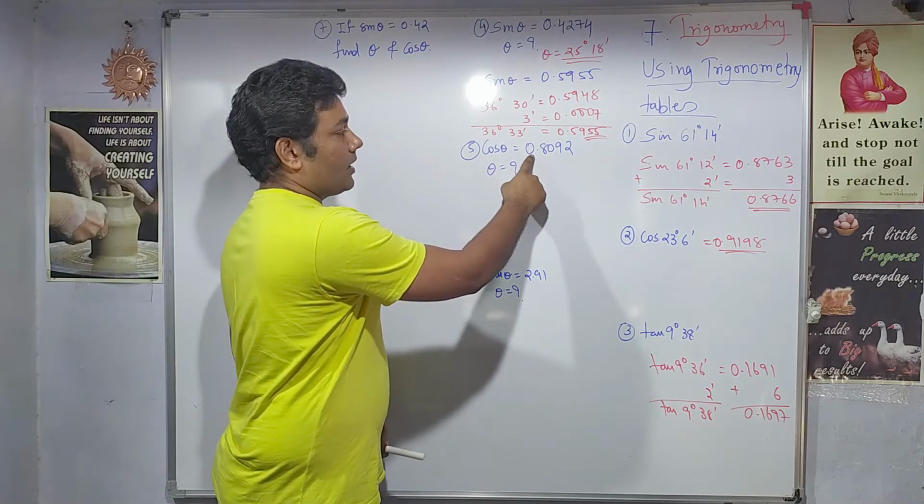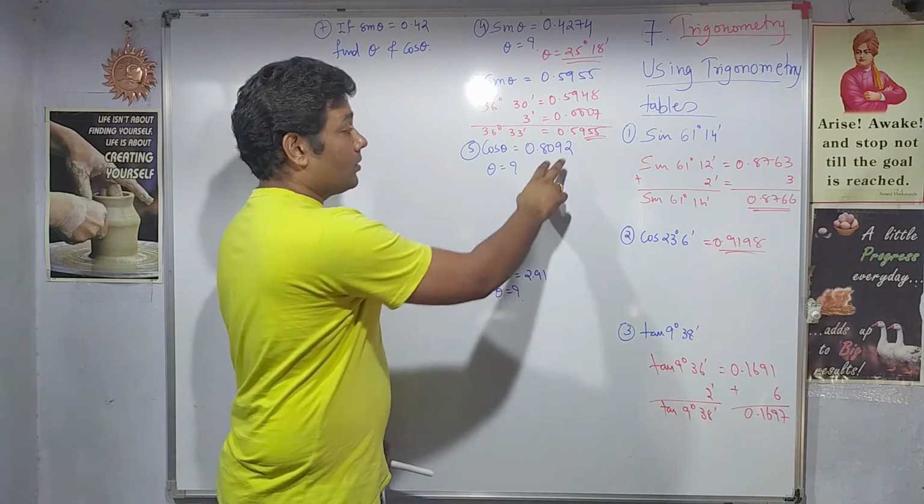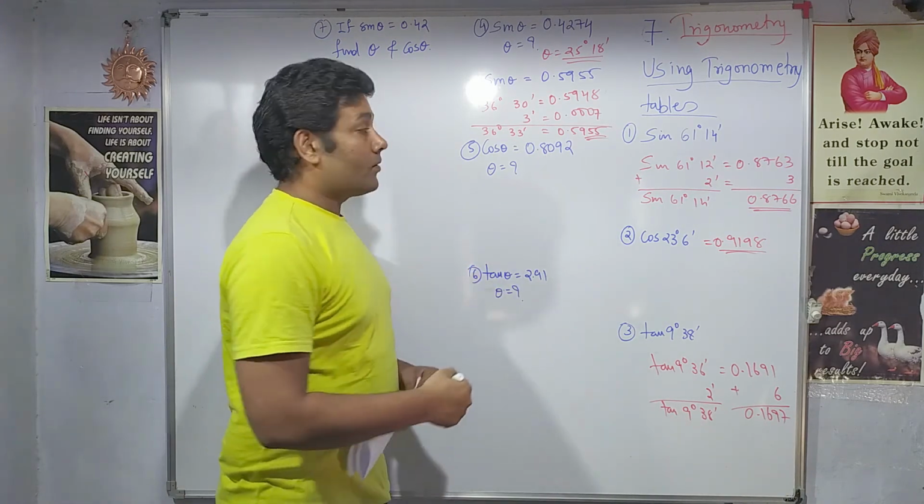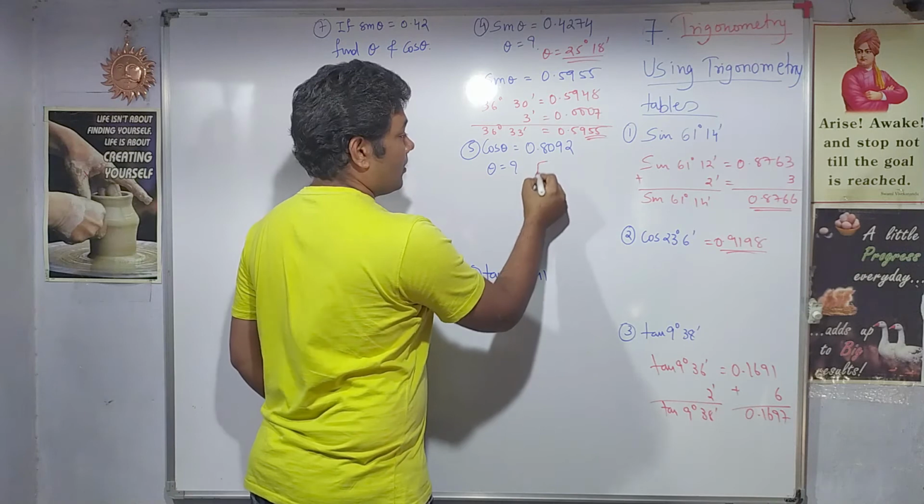Simple. Next question we have is cos theta 0.8092. Now go to the tables. In cosine you have to be cautious, right?